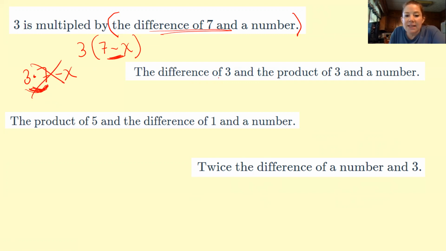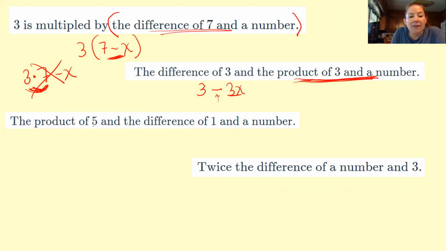All right, the difference of 3 and, you have to write it in order. And what? The product of 3 and a number. The product of 3 and a number must stay together. So the difference of 3 and the product of 3 and a number. That's it. So 3 minus 3x.